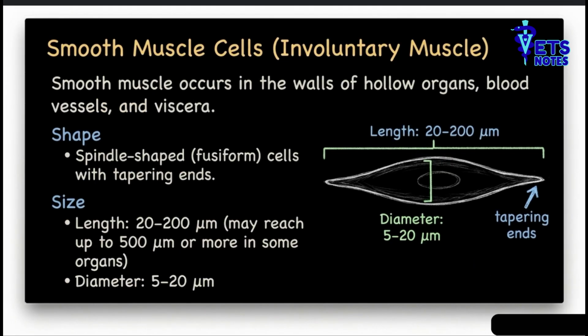Then histology of smooth muscle cells, involuntary muscle. Smooth muscle occurs in the wall of hollow organs like the alimentary canal, then blood vessels and viscera. Shape: spindle shaped, or fusiform, with tapering ends. Length 20 to 200 micrometer, diameter 5 to 20 micrometer.